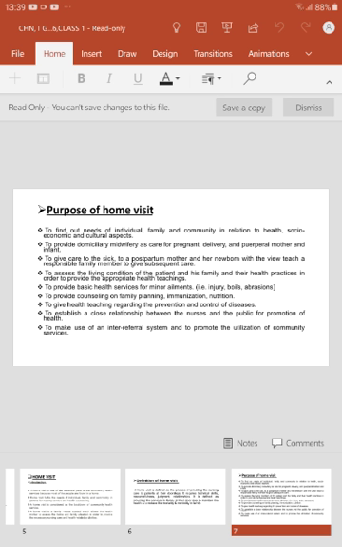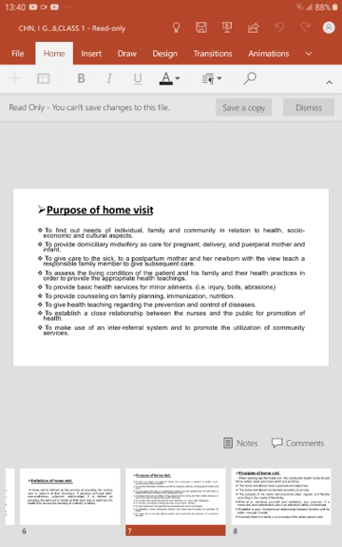Then next one is to make use of the inter-referral system and to promote the utilization of community services. So they maintain a relationship with the family members and all. Why? Because to know each and every current health status of the families, they should maintain and understand it, and they should record it in the particular record books, or documentation should be there. With the help of that, they can give the healthcare services and promote the community healthcare services. So that's about the purpose.